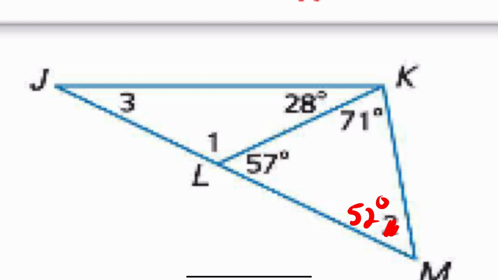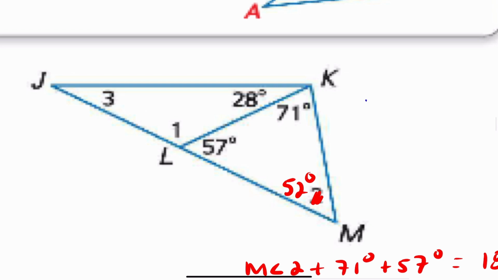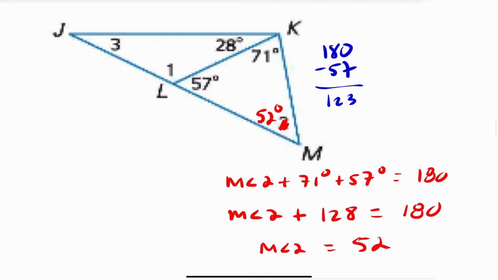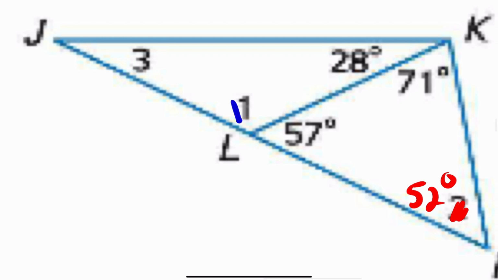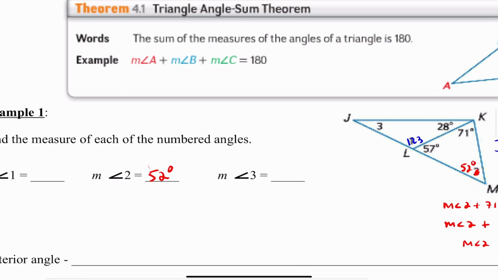So I can do 180 minus 57. Let me go ahead and figure out what 180 minus 57 is. That should be 123. So this angle here is 123 degrees. That's the measure of angle 1.